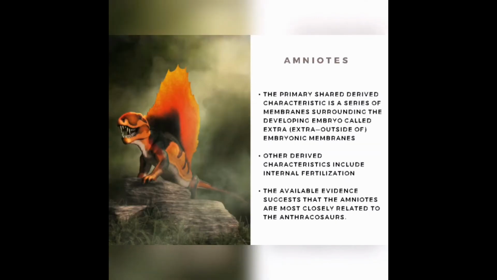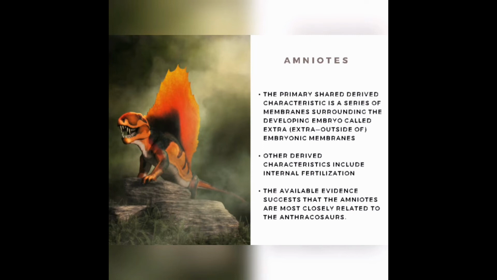Next is the amniote egg. The primary shared-derived characteristic is a series of membranes surrounding the development of the embryo called extraembryonic membranes. They include the amnion with fluid bathing the embryo, the allantois, yolk sac, and enclosing the others, the chorion. The outermost layer of their egg is a porous shell, leathery in reptiles, hard and brittle in birds, and variable in mammals, although most extant mammals do not have a porous shell and retain the embryo without shell within the uterus. Other derived characteristics include internal fertilization. This is done by the penis or cloaca.